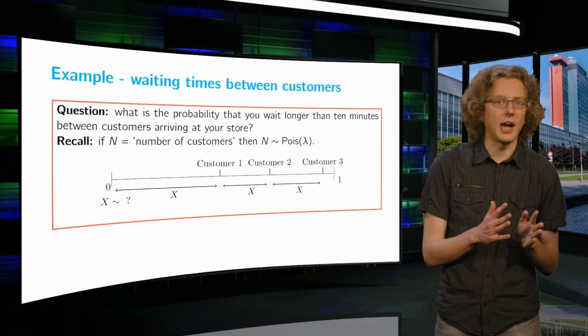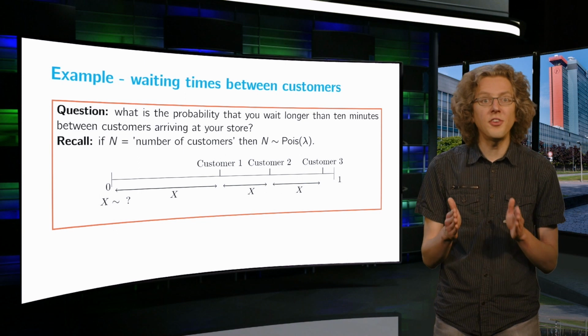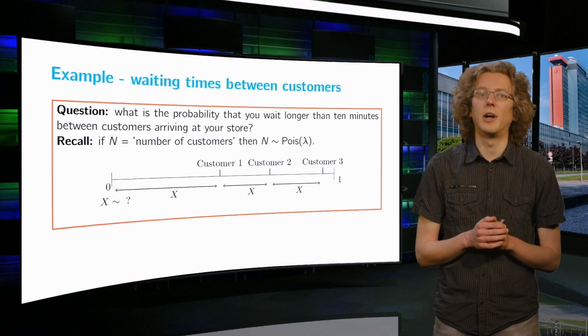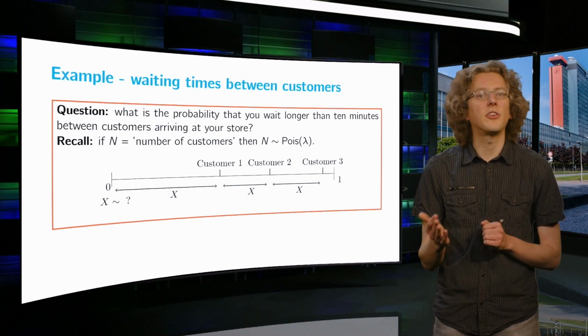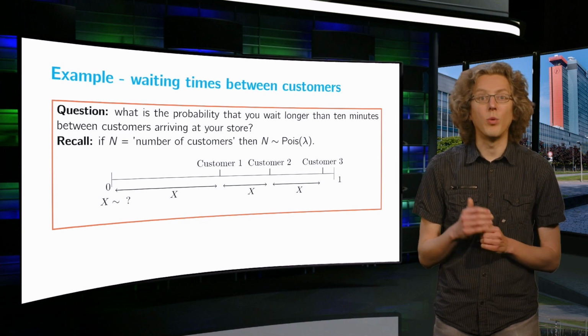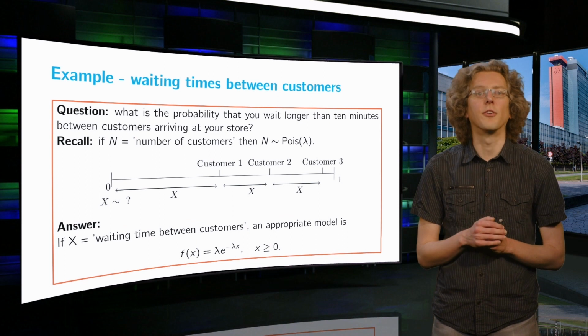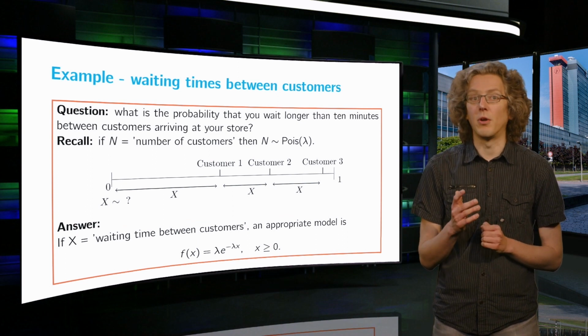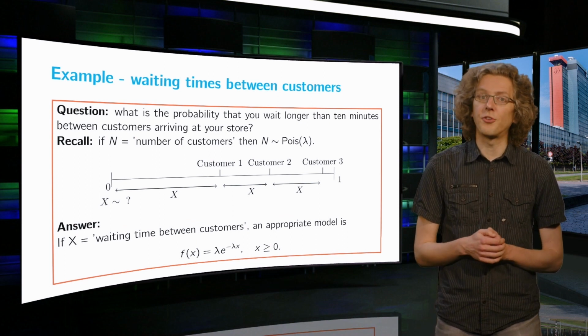Now, the waiting time between customers is clearly a continuous random variable. Let's call it x. X can be modeled by a random variable with this probability density function. And the parameter lambda is the same as in the Poisson random variable.